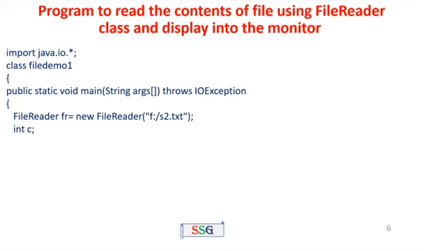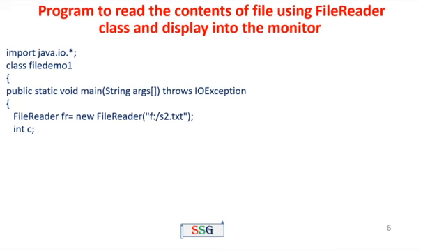Here we have to use the FileReader class. FileReader fr, where fr is a user defined object name, equal to new FileReader("f:/s2.txt"). Already in the previous program we have created the file s2.txt. The content of s2.txt is "Department of IT".